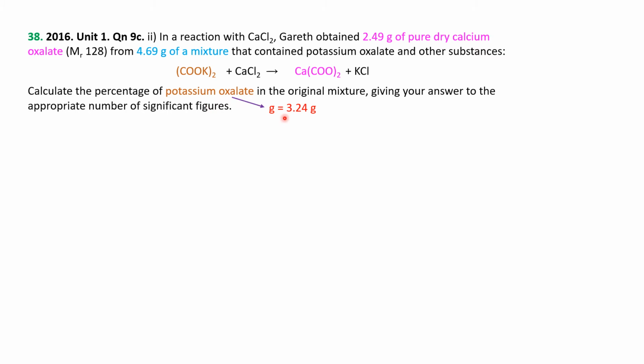Just calculated that we got 3.24 grams of potassium oxalate, but we wanted the percentage of that in the original mixture. In the original mixture, we had 4.69 grams. So the percent of that is 3.24 grams that we just calculated over the 4.69 total grams times 100, or 69.1%.